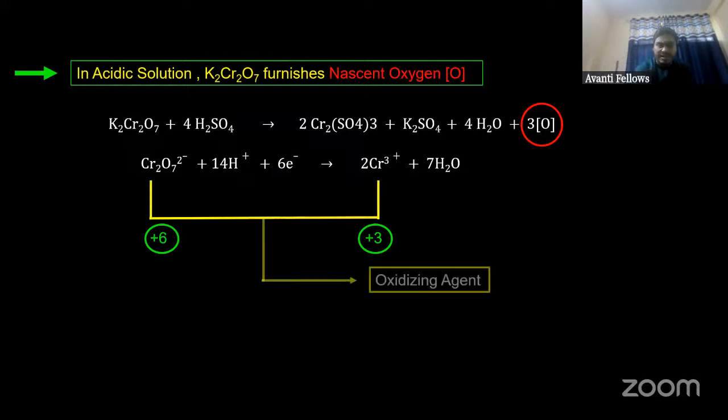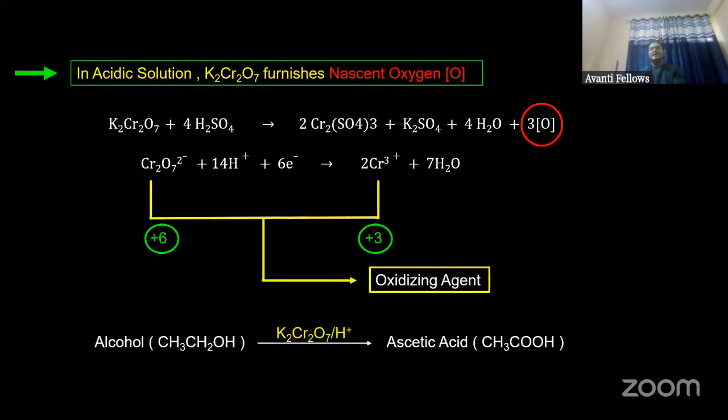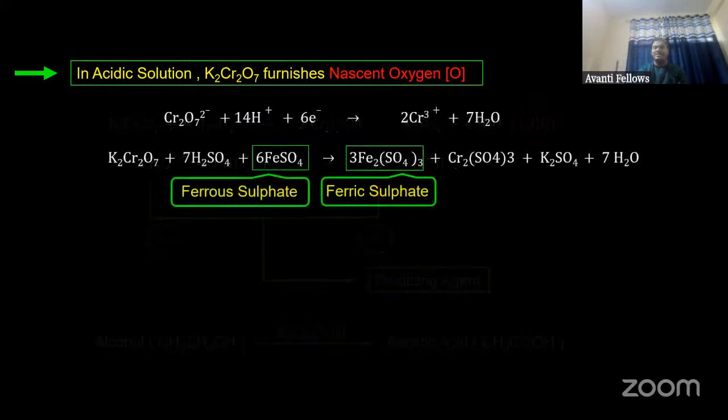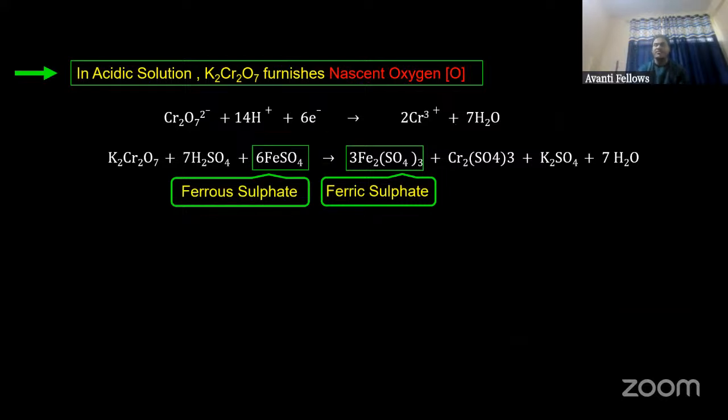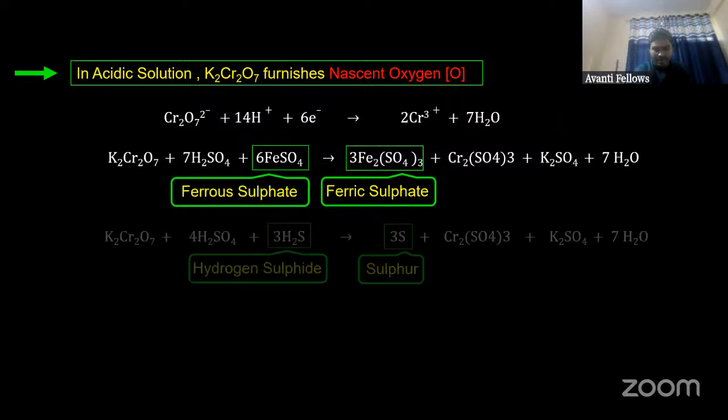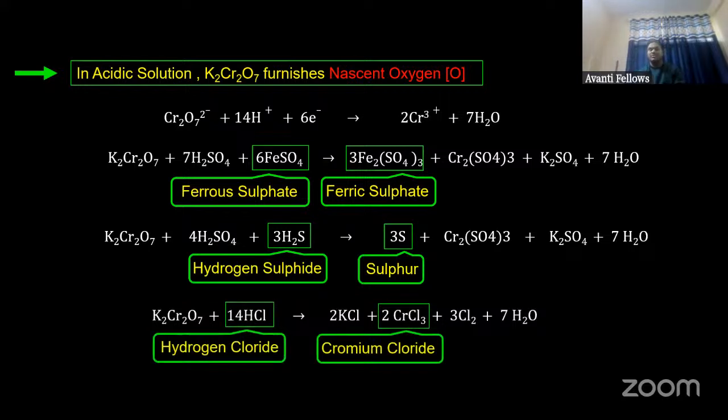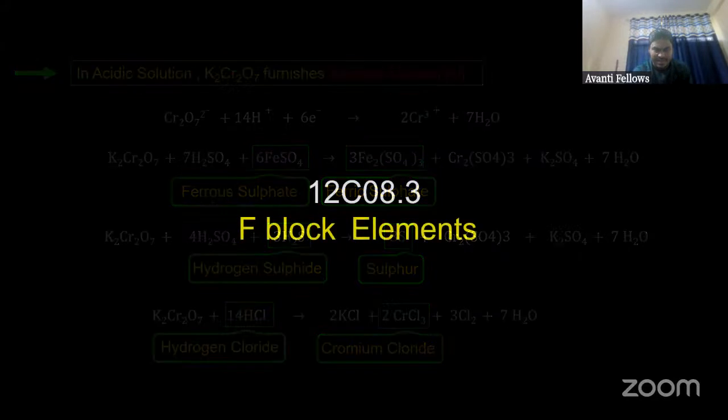So Cr2O7 converts into 2Cr plus 3. So we can say that the oxidation number is 6 and they reduce to 3. So we can say that they are very good oxidizing agent, right? So जिसका भी reduction होता है, they act as a very good oxidizing agent. So ये alcohol को oxidize कर देते हैं acetic acid में, ferrous sulfate को ferric sulfate में. So they oxidize all these things. Okay. हाइड्रोजन सल्फाइड को सल्फर में कर देंगे, हाइड्रोजन क्लोराइड को they convert into chromium chloride. So these all act as very good oxidizing agents.